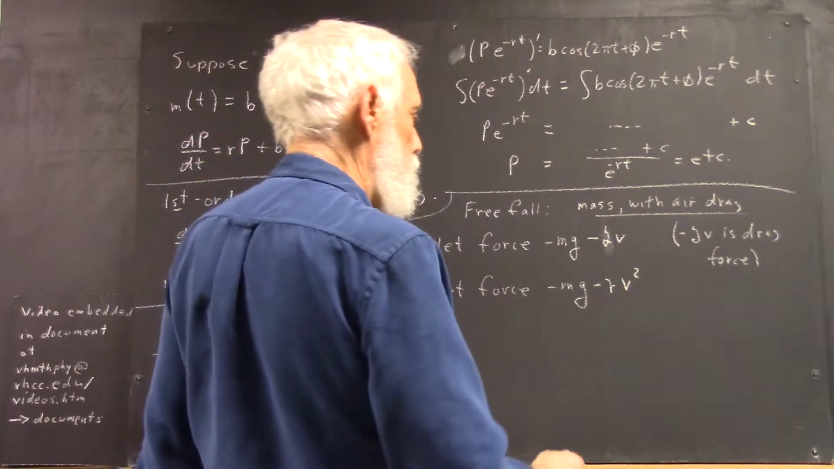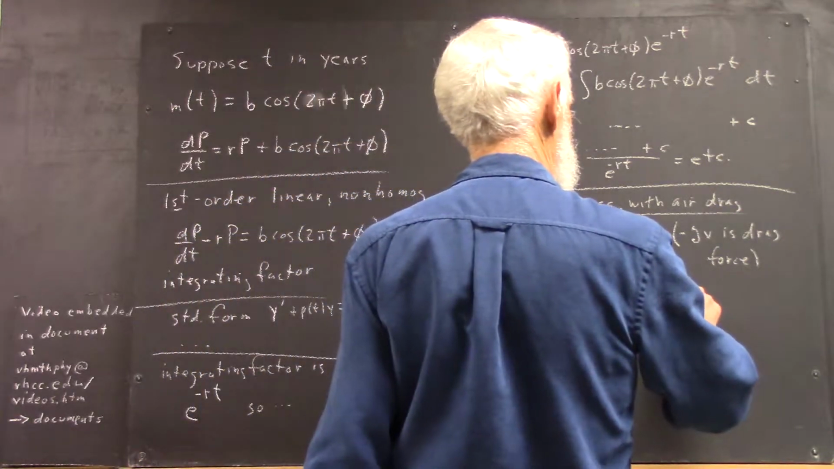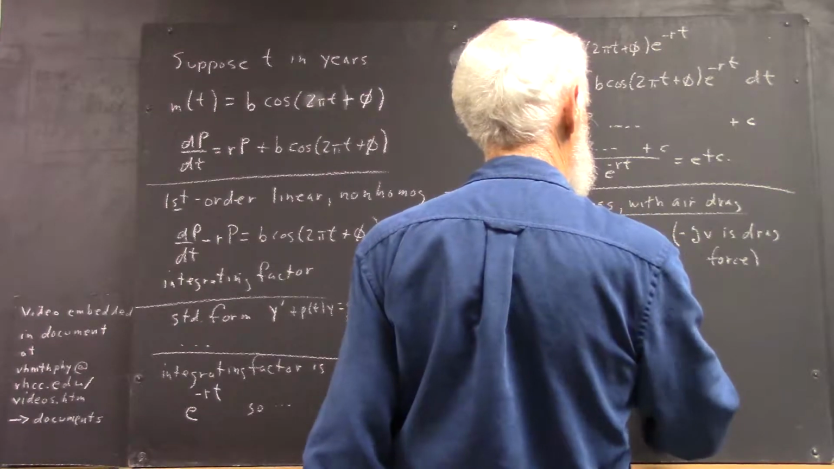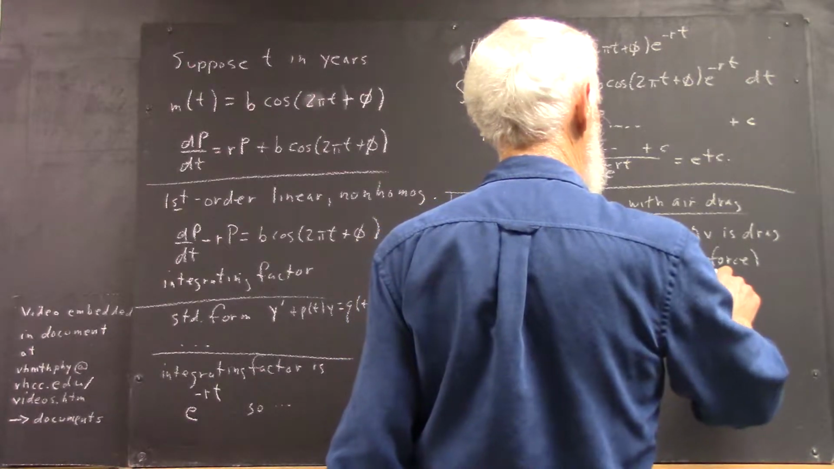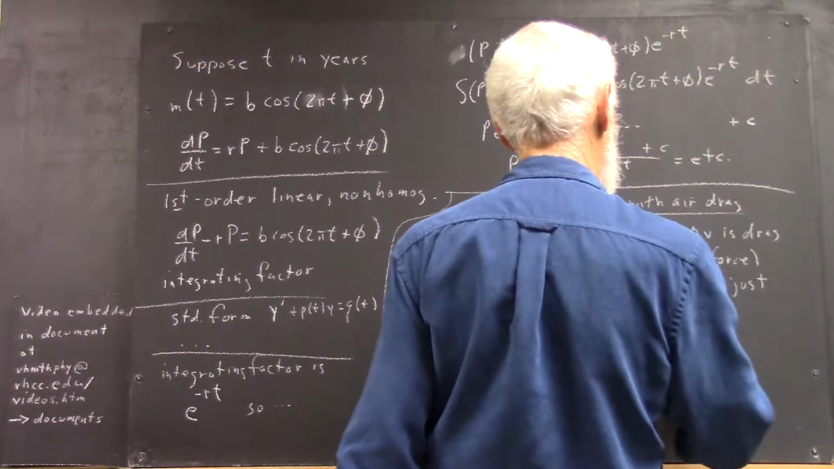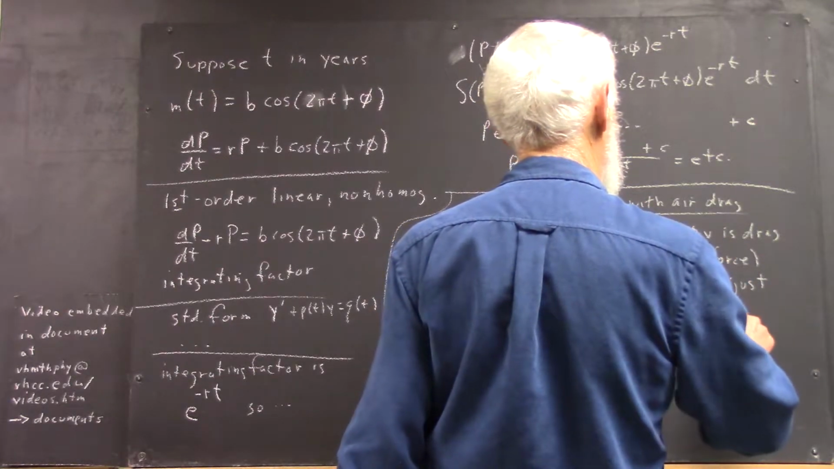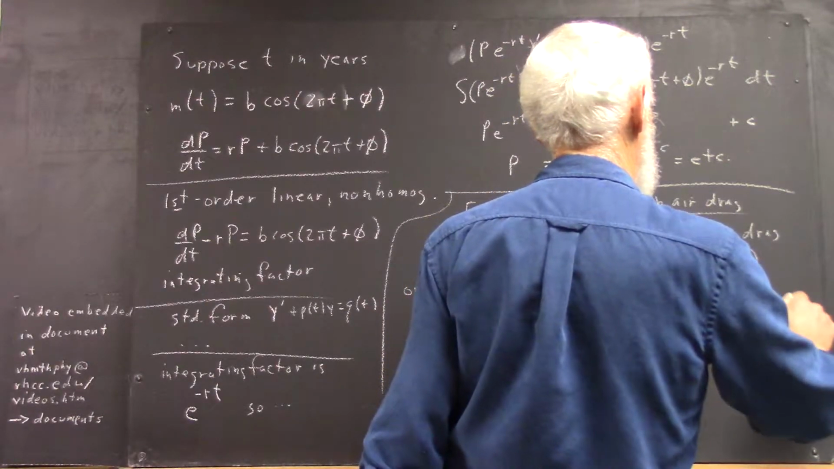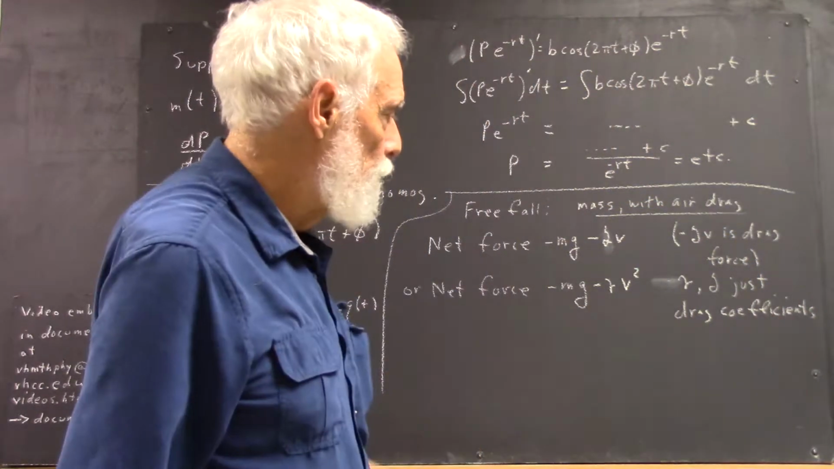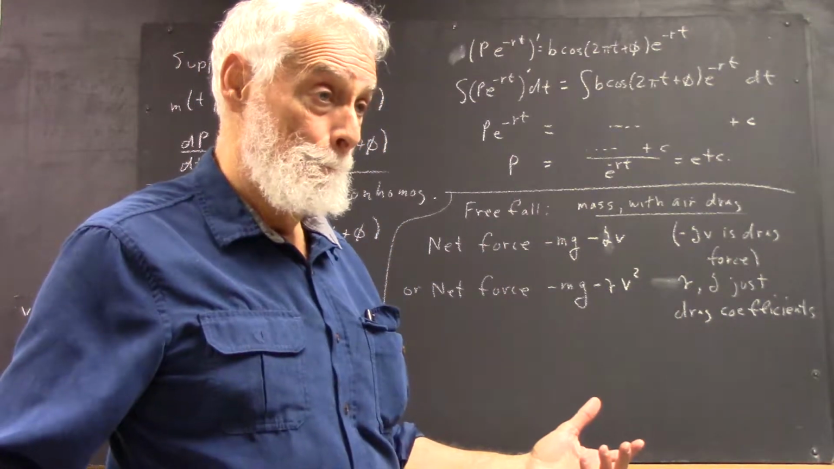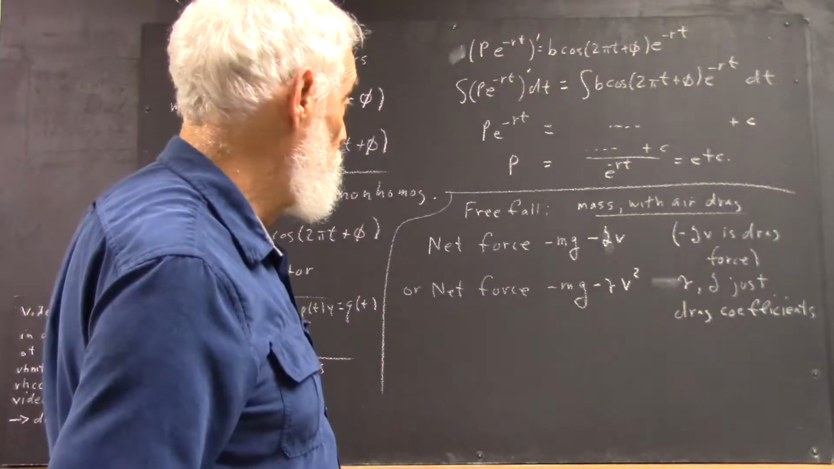Okay, and gamma and delta are just drag coefficients that depend on the shape of the object, the size of the object, okay? Mainly the size and shape of the object.